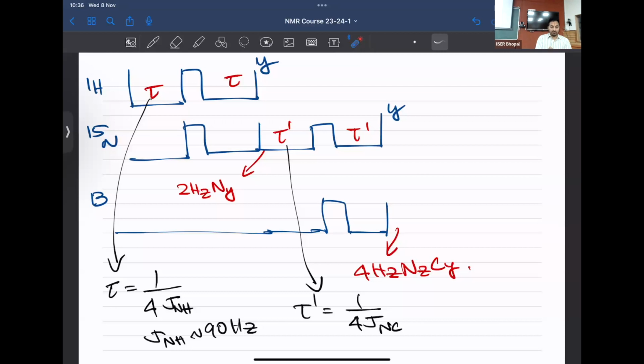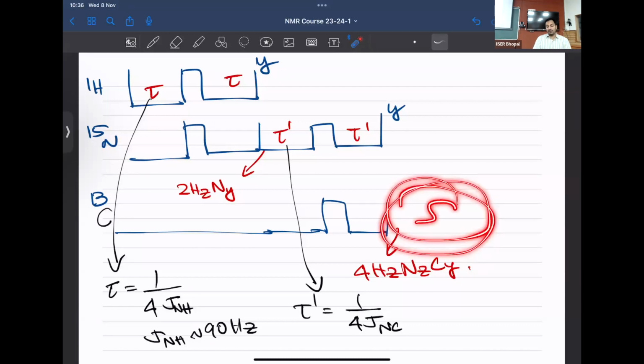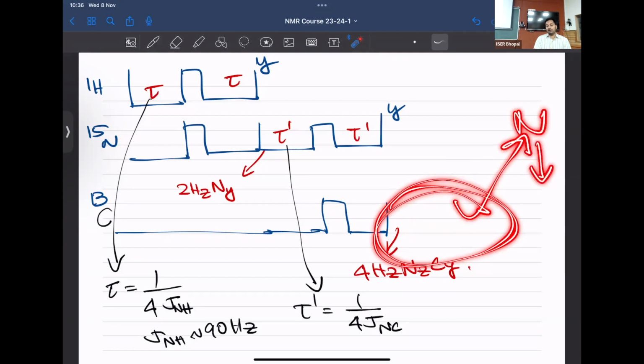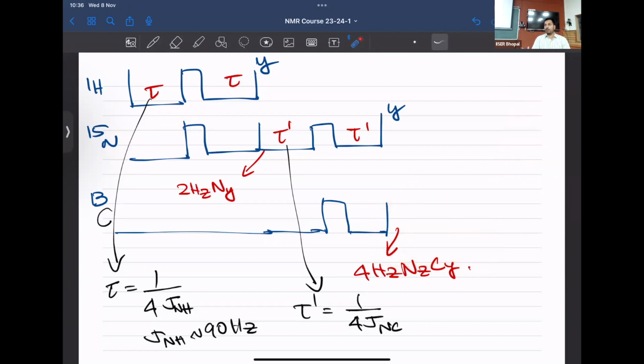And now, if you have transferred it to the carbon channel, carbon chemical shift, what would you like to do here? Get the chemical shift of carbon in the T1 axis, for instance, right? The moment you get the chemical shift of carbon, the next step would be to transfer it to nitrogen, get the chemical shift of nitrogen, transfer it to proton, and then detect it in proton in T3. That's the overall experiment, right?